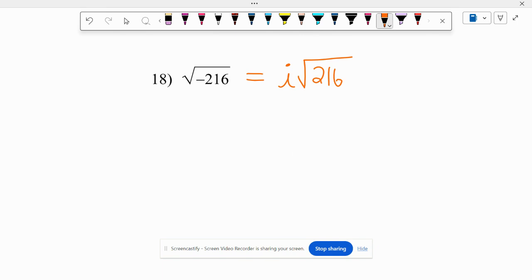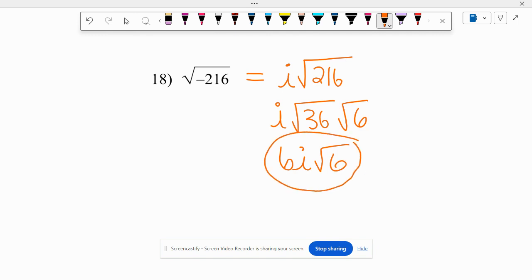We're doing all the evens together and I'm recording it. 54. So is 54 divisible by 9? So take 216 and divide it by 36. Okay, so this is the square root of 36 times the square root of 6. But what is the square root of 36? So this becomes 6i times the square root of 6.